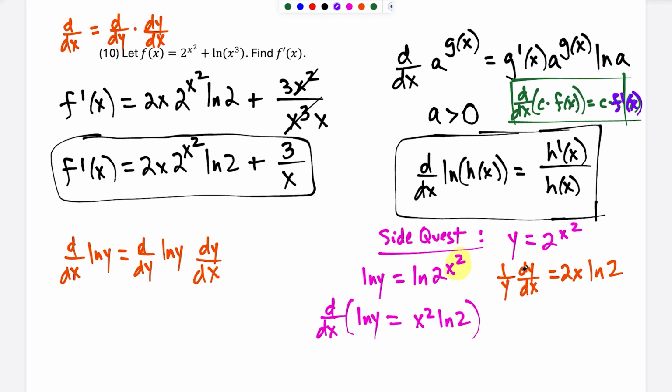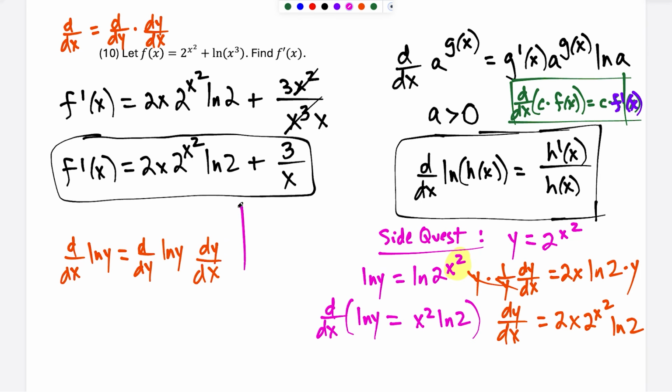x squared, which is 2x. And now to solve for dy/dx, I would just multiply both sides by y. And notice that I would have dy/dx equals 2x, and then I'll write y next. y originally was equal to 2 to the x squared, and then natural log 2 just follows after this. See how this derivative matches this part here. If you forget that formula up top, you could just use algebra plus implicit differentiation to get to the same answer.